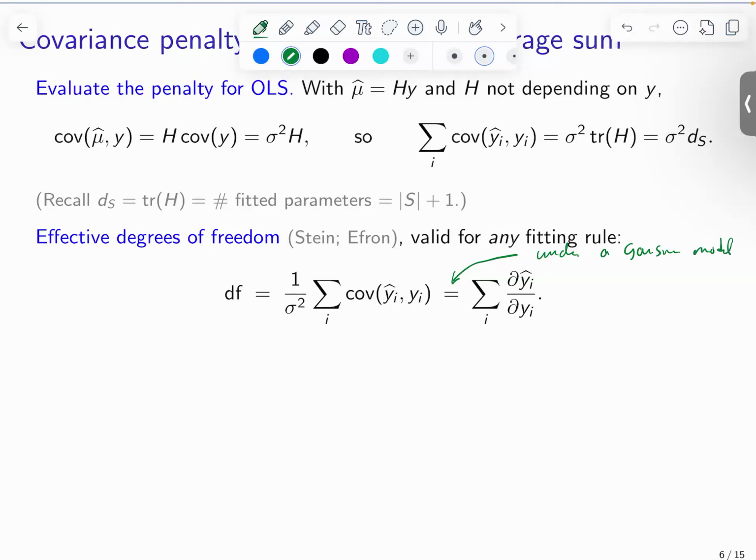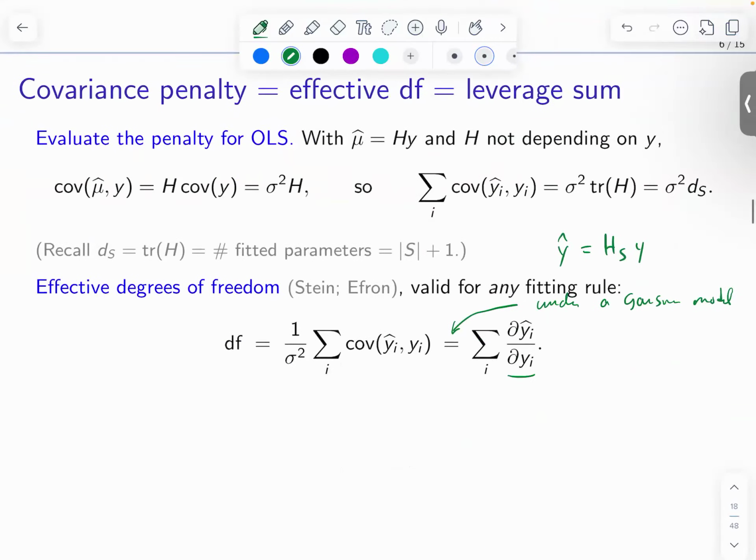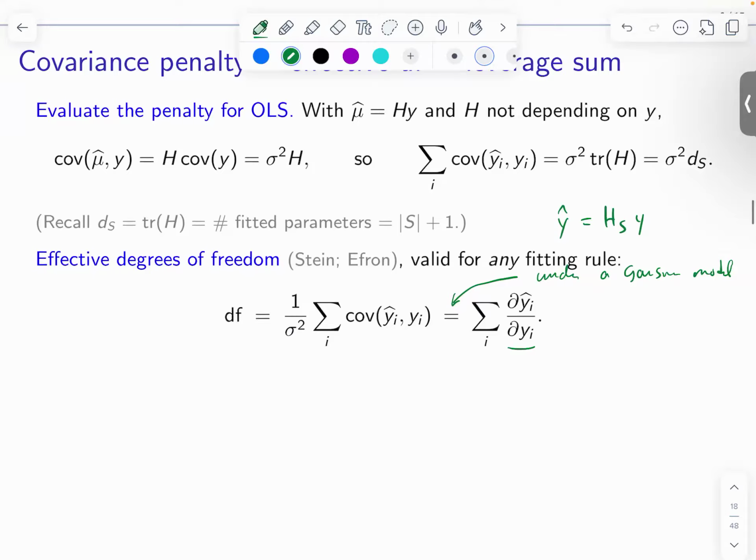So y hat in general is a nonlinear or linear function. In our model, y hat is like H_S y. But in general, it could be a nonlinear model. And this quantity actually ends up being the partial derivative of y hat_i with respect to y_i, which we've seen. This is like the leverage scores in linear models. So it gives you back the trace of H. But in general, this allows you to calculate this degrees of freedom.